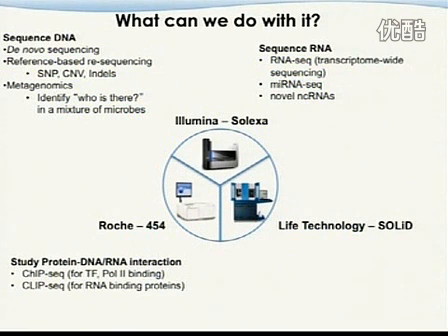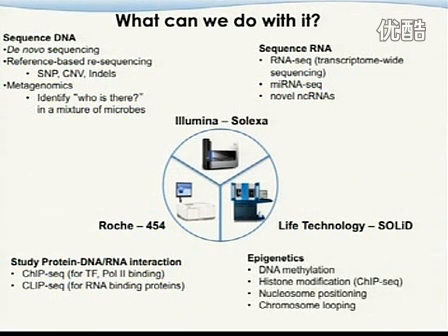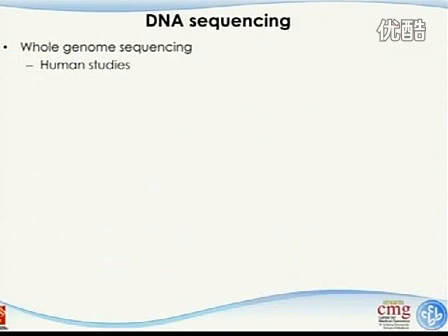It's called RNA-seq, transcriptome-wide sequencing, and you can also sequence small RNAs and novel non-coding RNAs. You can also study protein-DNA or protein-RNA interactions, and we will have a couple of lectures on that. It's called ChIP-seq for transcription factors and polymerase II, or CLIP-seq for RNA binding proteins. We can use this to study epigenetics, including DNA methylation, histone modification, nucleosome positioning, and chromosome looping. Most of these things will be covered in the class.